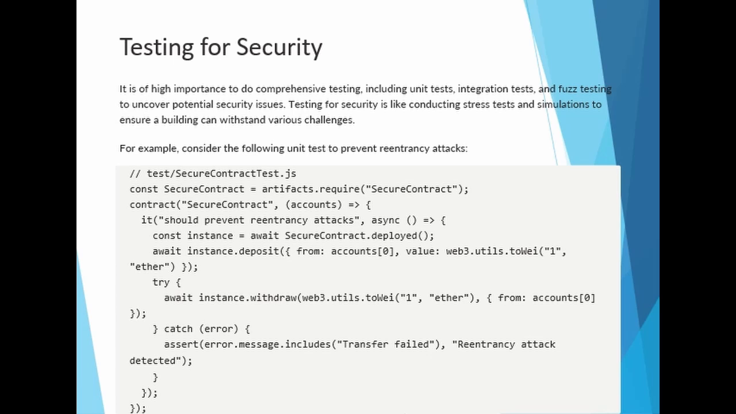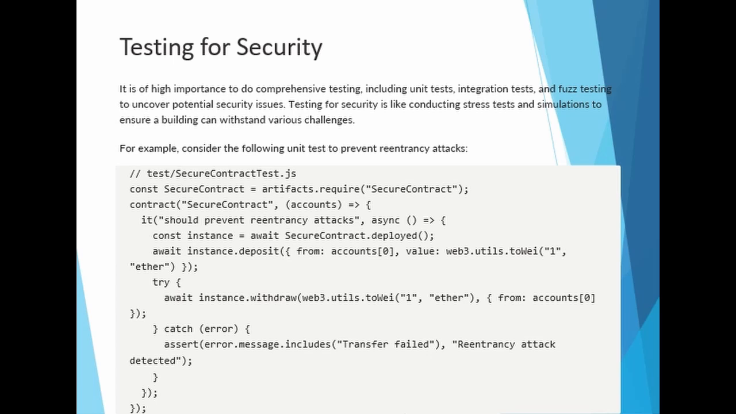This test aims to offset re-entrancy attacks. It first imports the secure contract artifact, allowing us to interact with the deployed instance. The last block of code with the try-catch structure is used to catch any errors while we attempt to withdraw ether from the contract.